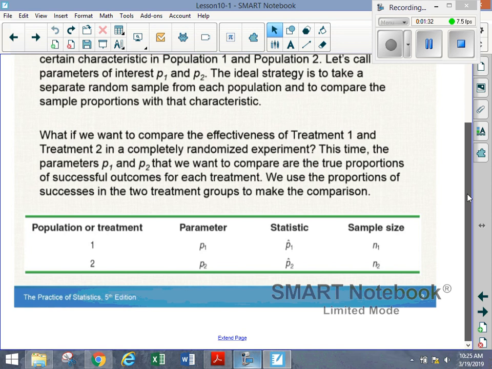If we're actually looking at an experiment, we'll consider our parameters P1 and P2, these proportions, to be, well, it's considered to be a parameter. We'll consider that it's the entire population, right? So we're actually comparing the entire population of a control or an experiment group. And there are some ramifications for that later on in the lesson. Anyhow, moving on.